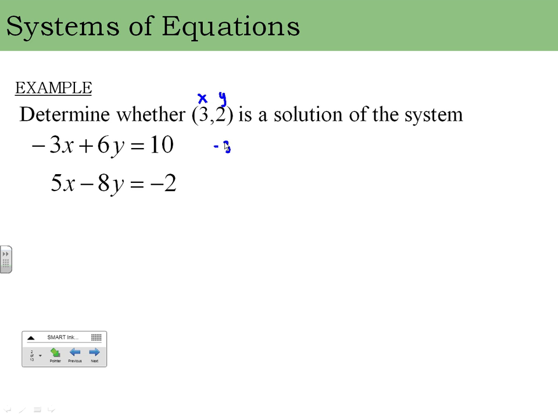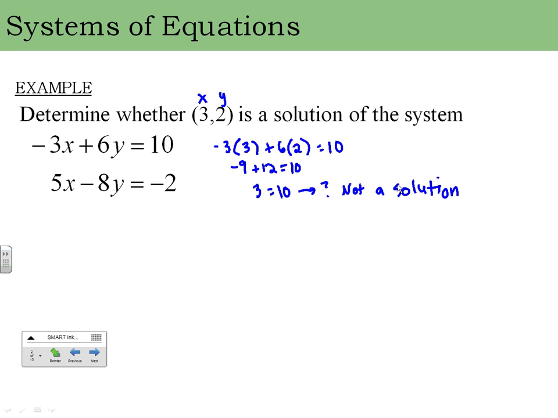So if I plug into the first one, -3 times 3, because that's x, plus 6 times 2, because that's y, equals 10. Well, if I solve this out, -3 times 3 is -9, 6 times 2 is 12, and then -9 plus 12 gives me 3. And so what I'm asking is, is this true? Is 3 equal to 10? Well, no, it's not. It's not a true statement. So this is not a solution.